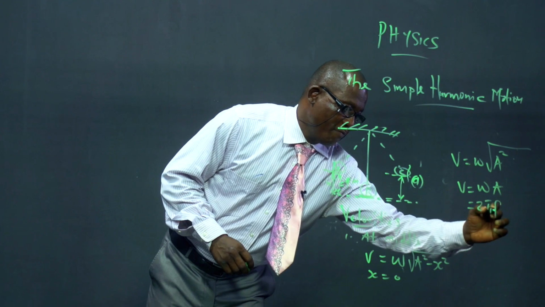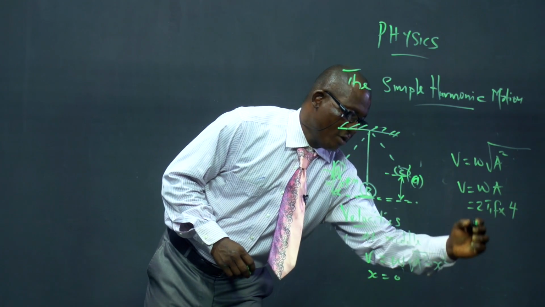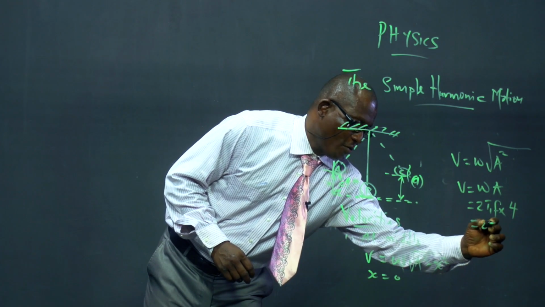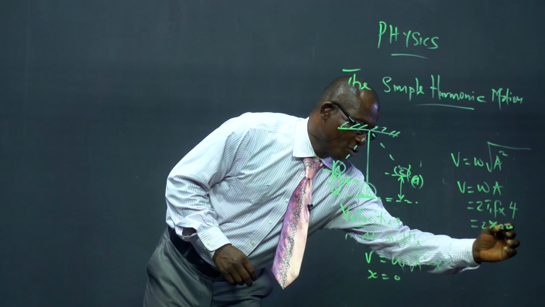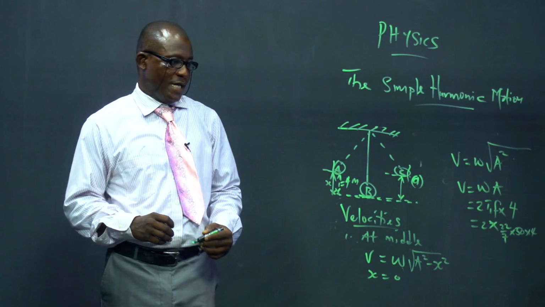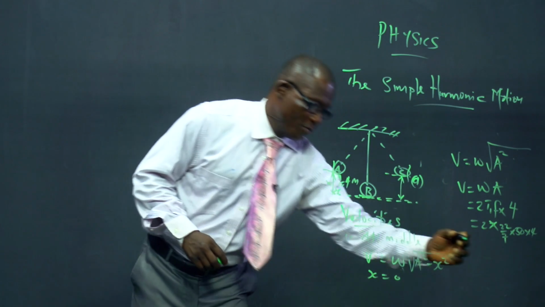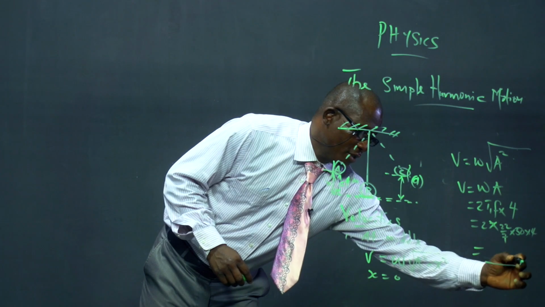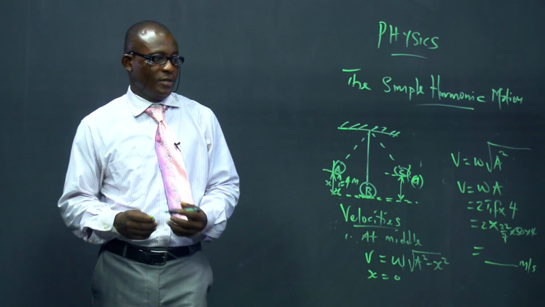Omega is 2 pi f multiplied by 4, because our A is 4. That is 2 multiplied by 22 over 7 by 50 by 4. And that will give us the velocity in meters per second.